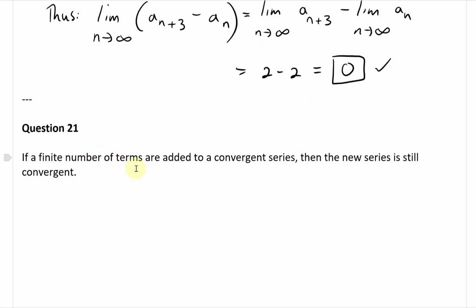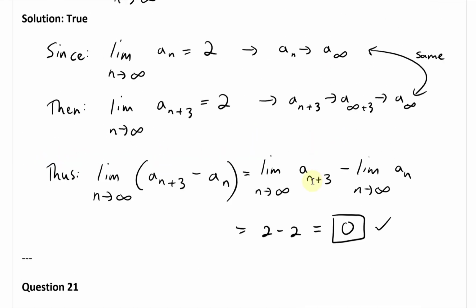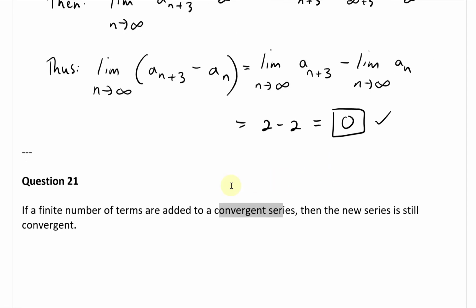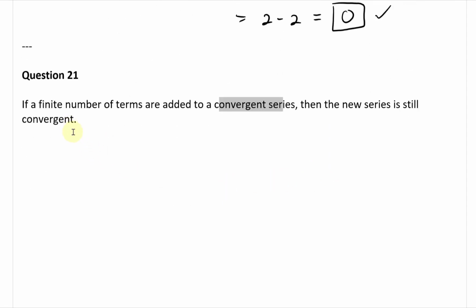Alright, so now let's take a look at question 21. If a finite number of terms are added to a convergent series, then the new series is still convergent. This is in fact true, because it doesn't matter how many terms you're adding, because remember, we're dealing with infinite terms. It's convergent if you go to infinity, so it doesn't matter if you have a finite number more. Similar to this, you're adding infinity plus 3. So the same for series as well.